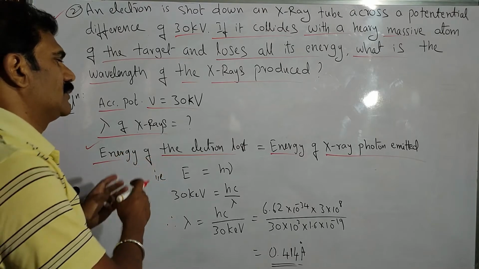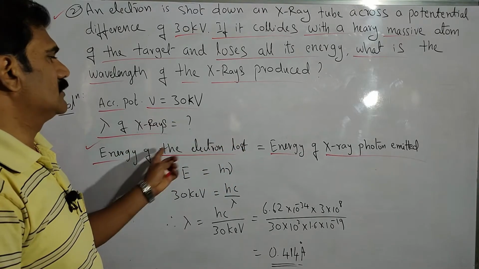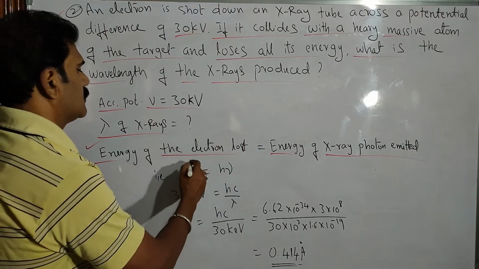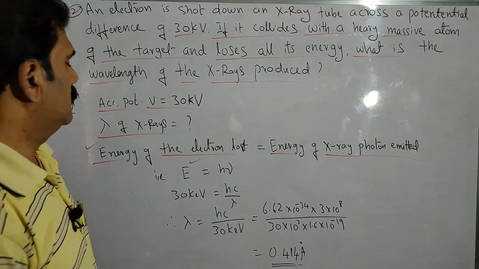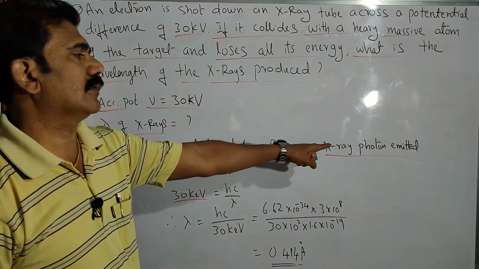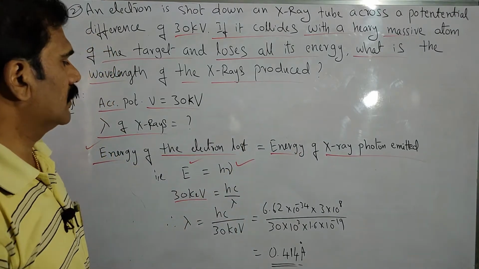Because the same amount of energy is transmitted to produce the X-ray photon here, you can just equate those energies. The energy of the incident electron is 30 kilovolts. And what is the energy of the photon?